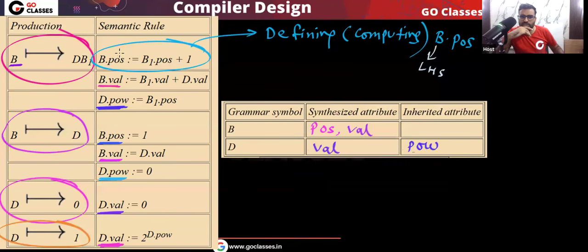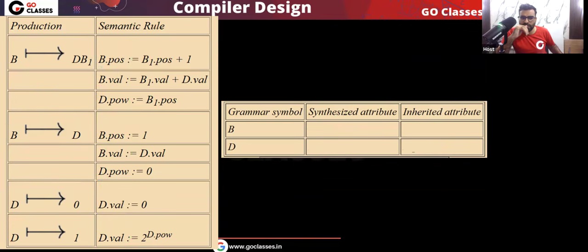Basically, what you need to do is see in these semantic rules which attribute you are defining. Is this an attribute of the LHS? Is this an attribute of a non-terminal on the RHS? That's it. This is what you need to check. For example, let me quickly do the same question. You can see what I need to do.